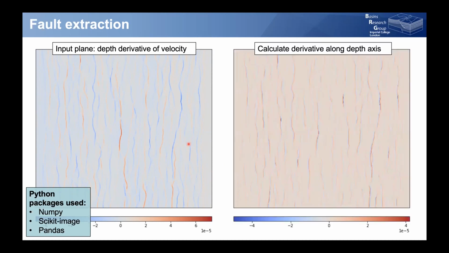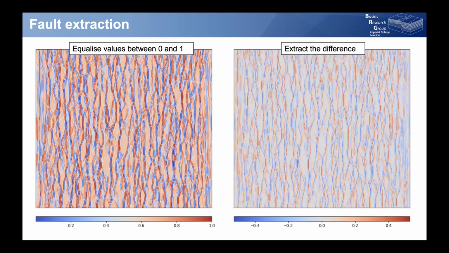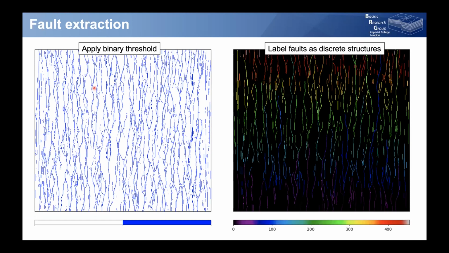So our method revolves around taking the derivative of the input image. We then normalize the values so that they're between 0 and 1. And what you can see here is a value of 0 on one side of the fault, and then a value of 1 on the other side of the fault. So if we want to then extract the difference of this again, we could then reveal the locations of those faults.